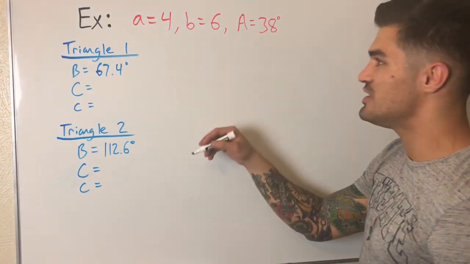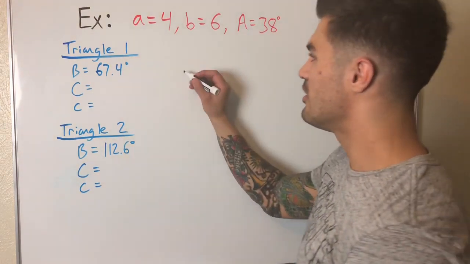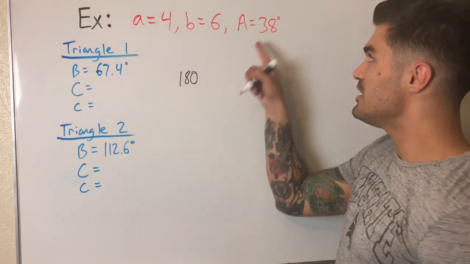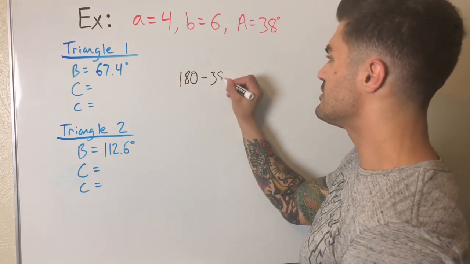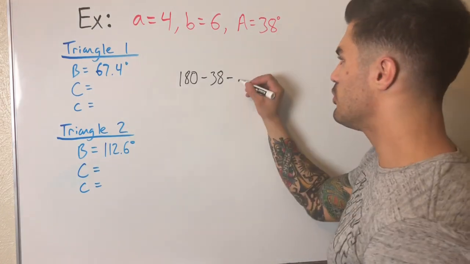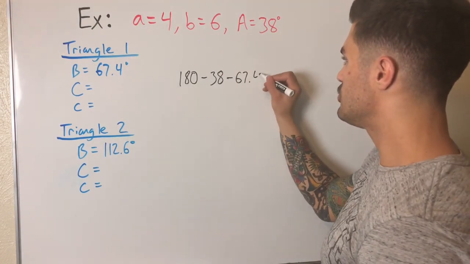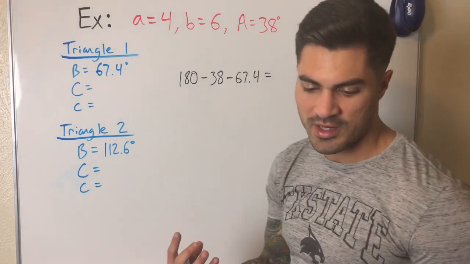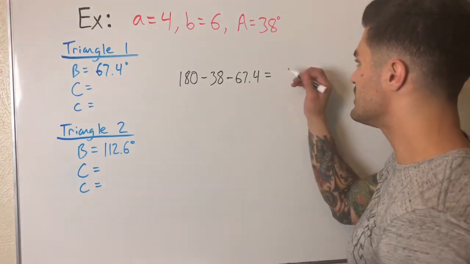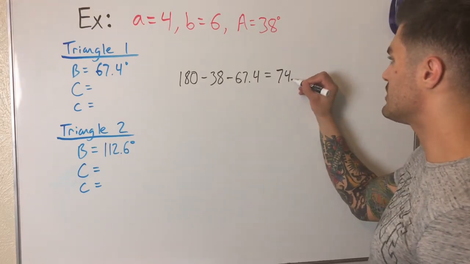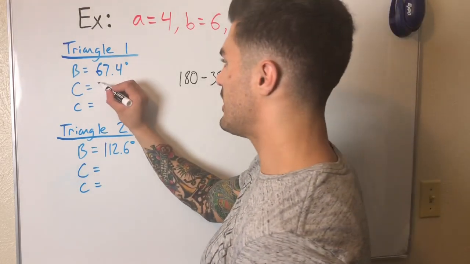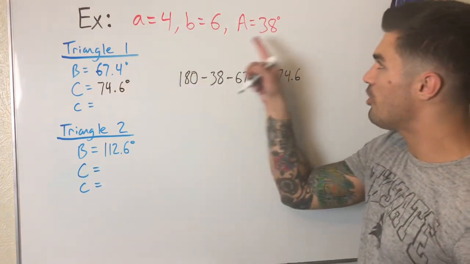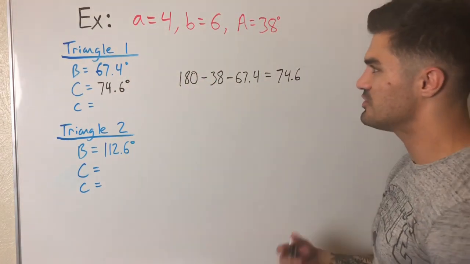I have angle C. How can I find that? Well, all three of my angles have to add up to 180. So if I do 180 minus 38 degrees minus 67.4, I should get my angle C. And what do I get? 74.6. So I can go ahead and fill that in here. My angle C is 74.6 degrees, and all three add up to 180, which they do, so I'm good.